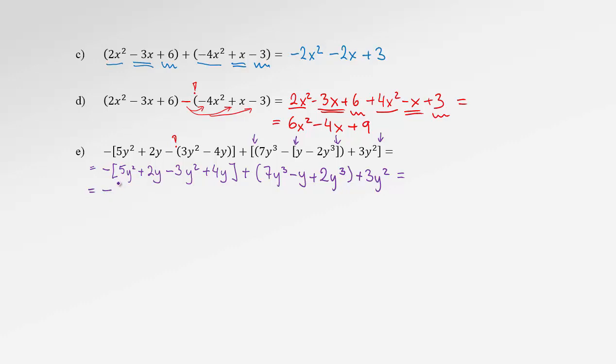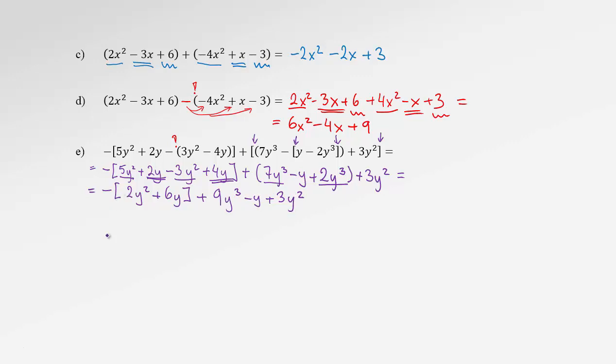So copy the minus, copy the bracket patiently, and collect like terms within this bracket. 5y squared minus 3y squared is 2y squared, and then 2y plus 4y is 6y plus 6y, square bracket. Now here we have round bracket, but we have a plus before it, so we can release it with no change. In the meantime, we can add the 7y cubed plus 2y cubed. That will be plus 9y cubed. Copy the negative y and copy the 3y squared.